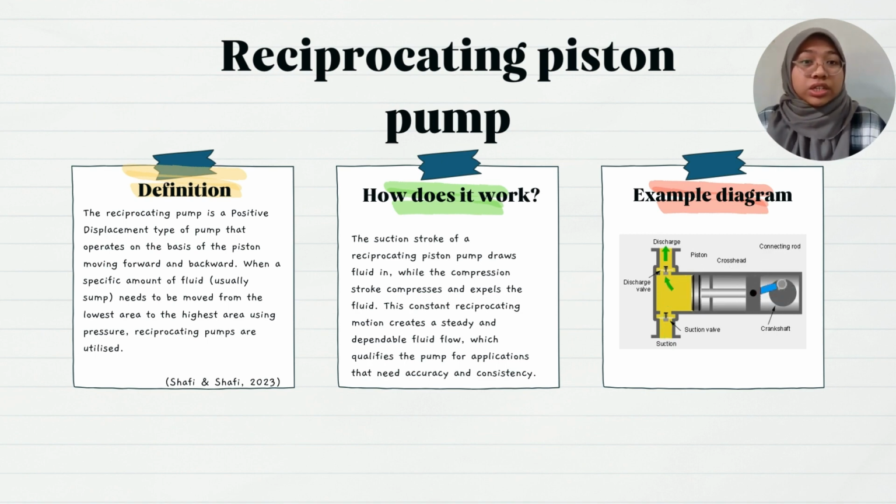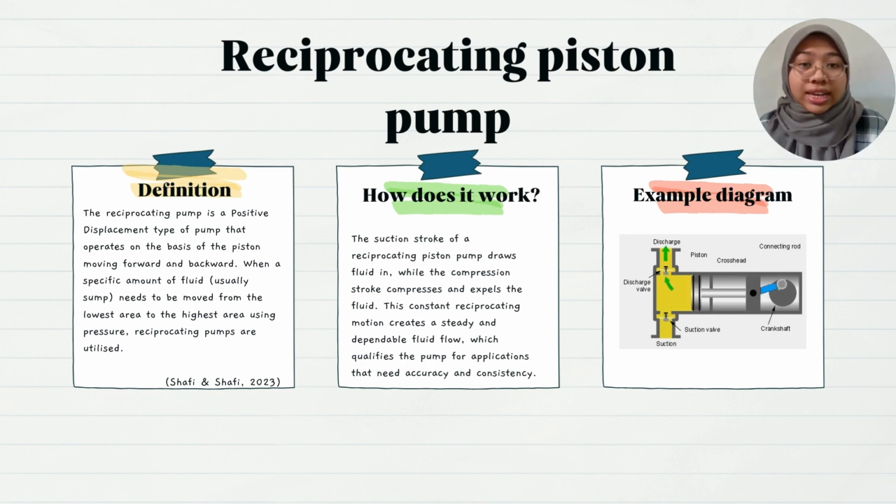Next, we'll move on to the main pump, which is the reciprocating piston pump. So, what is the definition of this pump? The reciprocating piston pump is a positive displacement type of pump that operates on the basis of the piston moving forward and backward. So, when a specific amount of fluid, usually sump, what is sump? Sump typically refers to a pit or reservoir that collects and contains a liquid, often water. So, the sump needs to be moved from the lowest area to the highest area using pressure.